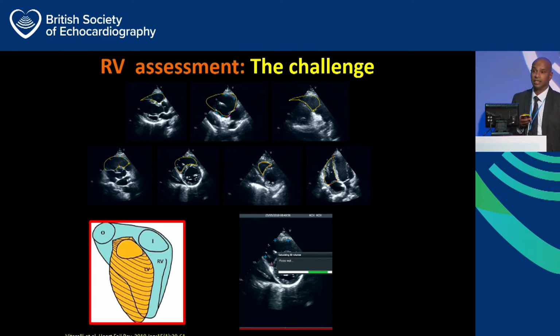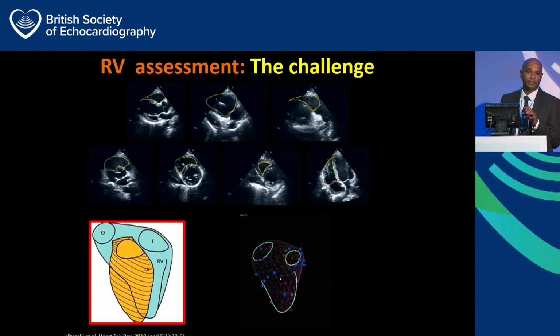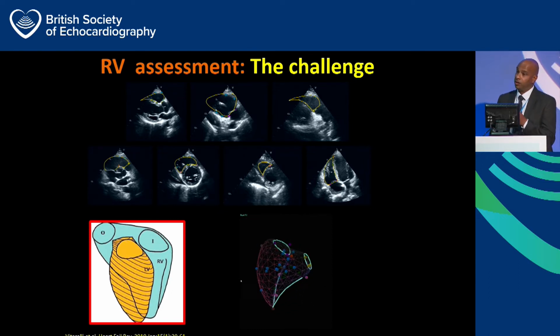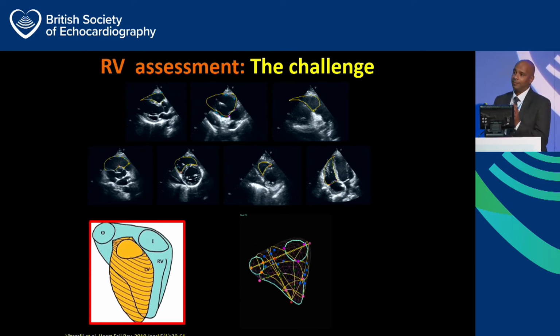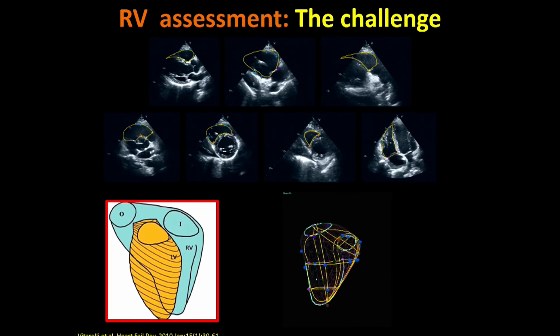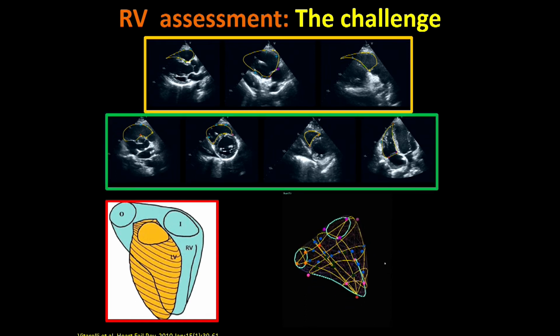If you look at the schematic in the red box, you can broadly divide it into three sections. You've got the inflow, with the tricuspid valve and its apparatus; the infundibulum, or the right ventricular outflow tract, and the pulmonary valve and its apparatus; and then the apical trabeculated portion. You can see how it wraps around the left ventricle. In the sagittal plane it has a triangular shape, and in the coronal plane it has a crescentic moon shape. It is quite a complex structure.